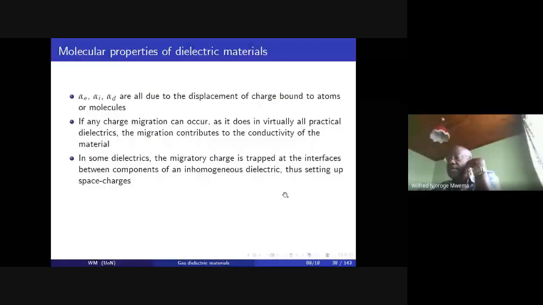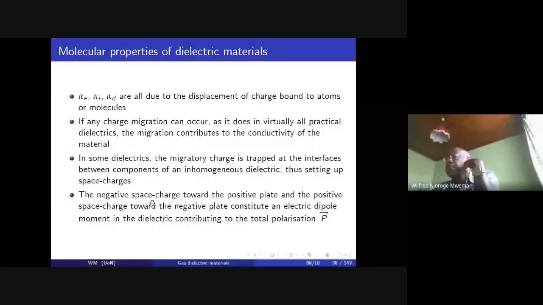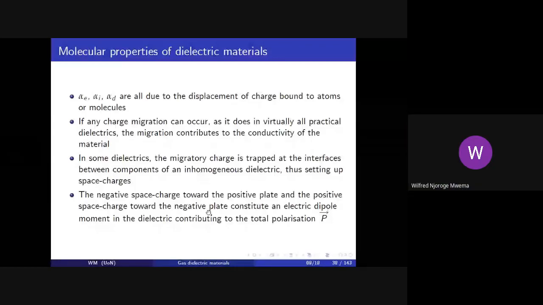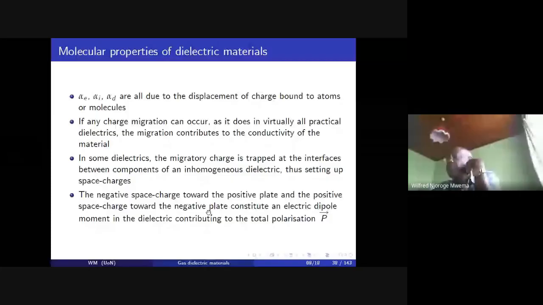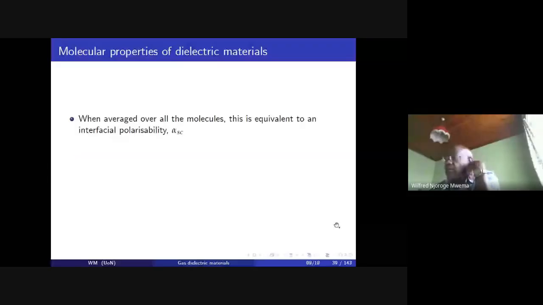And these space charges will constitute an electric dipole. So negative space charge will be toward the positive plate of a capacitor, and the positive space charge will be toward the negative plate, and then constitute an electric dipole within the dielectric, and therefore contribute to the total polarizability, the interfacial polarizability.